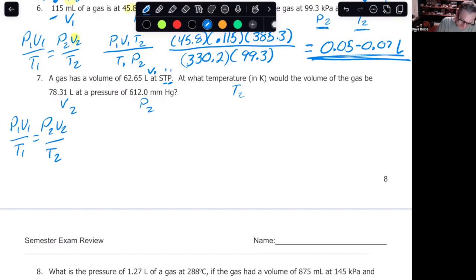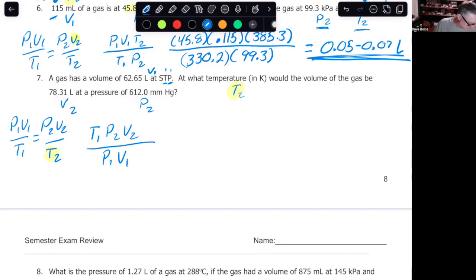At what temperature? Okay, so what I want to solve for is T2. Again, T2, that's what I want to solve for. I'm going to do that cross multiply magic. I'm going to do T1 times P2 times V2 divided by P1 V1 is going to equal T2. Okay, double checking my work here.